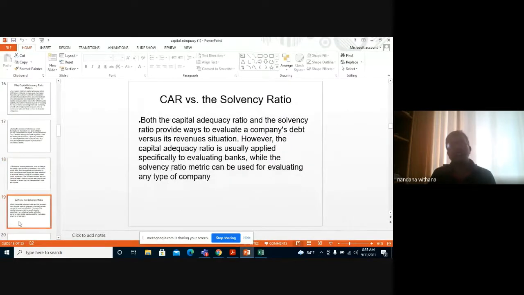Then there is something called the solvency ratio. That means there must be enough liquidity. Both the capital adequacy ratio and the solvency ratio provide ways to evaluate a company's debt versus its revenue situation. So both are looking at debt and its short-term and long-term outstanding financial obligations.